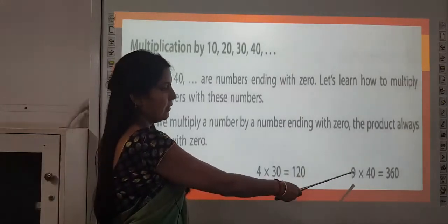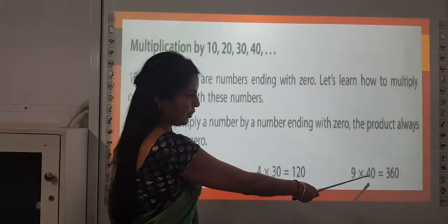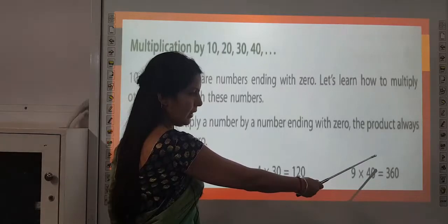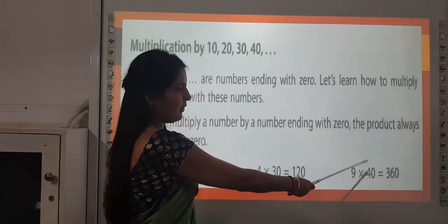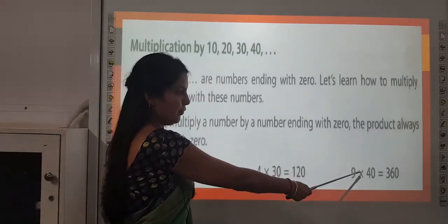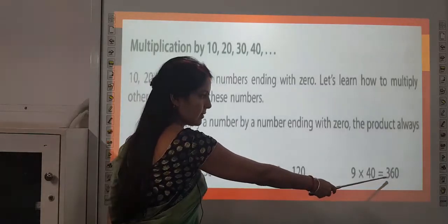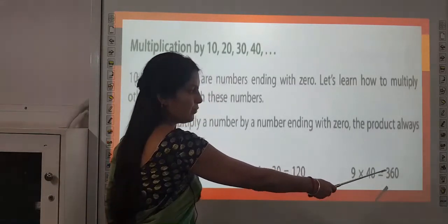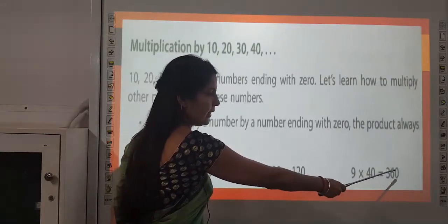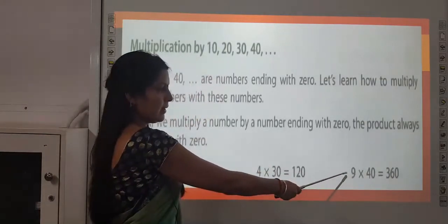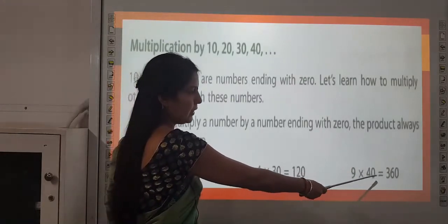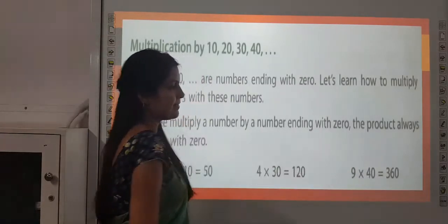Next example, 9 multiplied by 40. Here 40 is ending with 0. So, we will ignore this 0 and we will multiply 9 by 4. It will be 36, and we will put 0 after 36. So it will be 360. So we can say 9 multiplied by 40 is equal to 360.